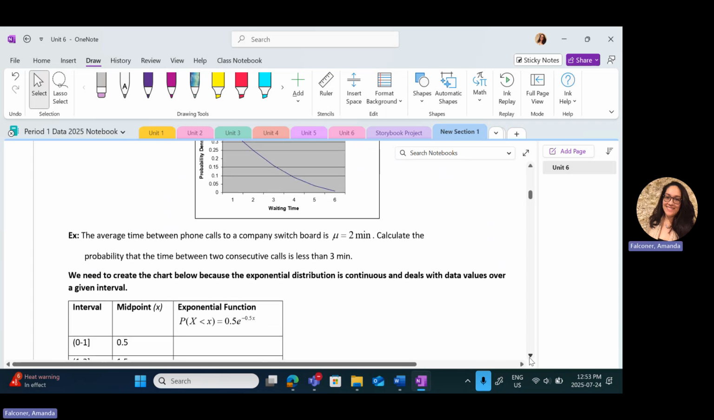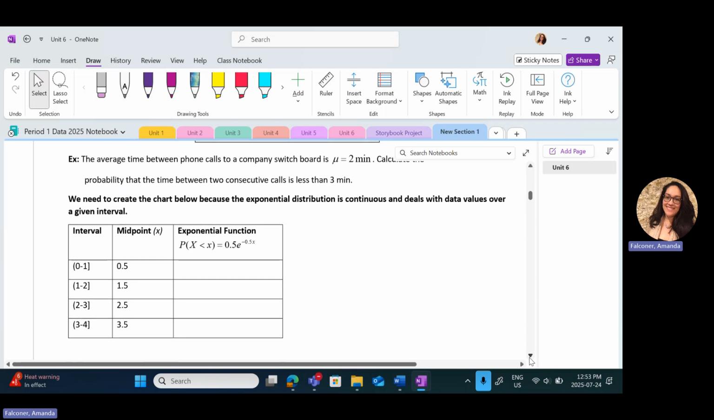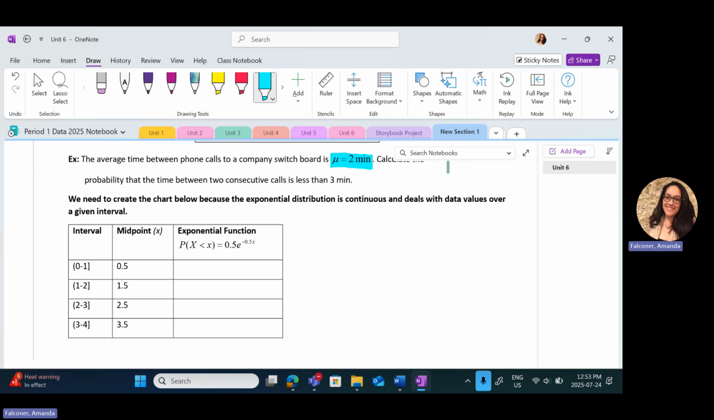So here's our example. The average time between phone calls to a company switchboard is mu equals 2 minutes. That's our population mean. Calculate the probability that the time between 2 consecutive calls is less than 3 minutes. So for our answer, we're going to have to create a chart just like below, because the exponential distribution is continuous and deals with data values over a given interval. So we've got our intervals created here.